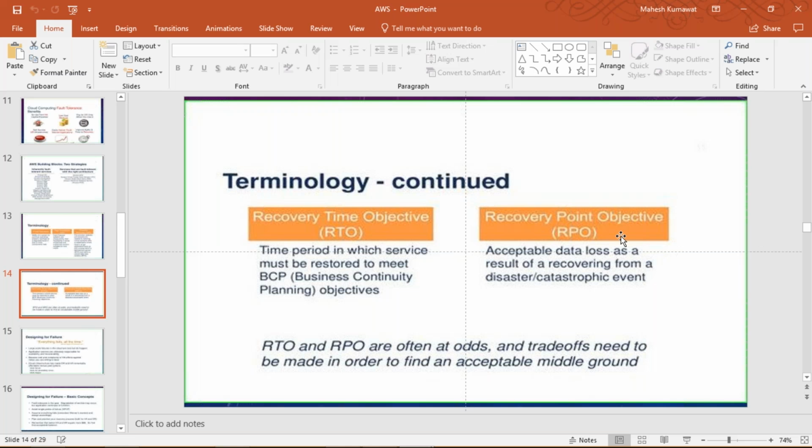So how much time, how much delay, to recover your existing infrastructure. That is the recovery time objective, the time period in which service must be restored to meet the BCP. How much time does it just take?